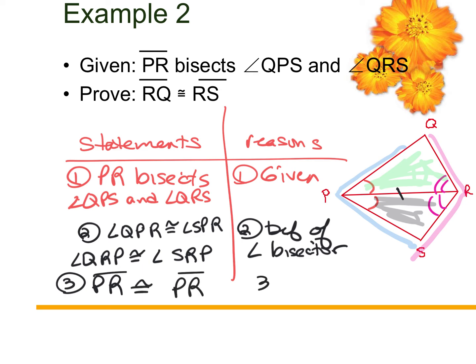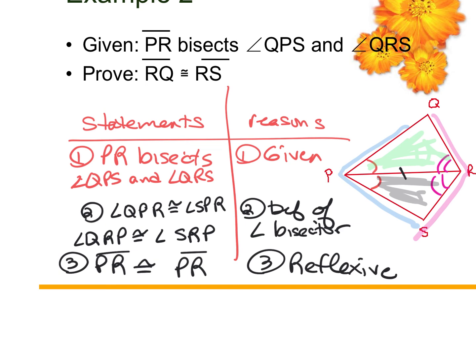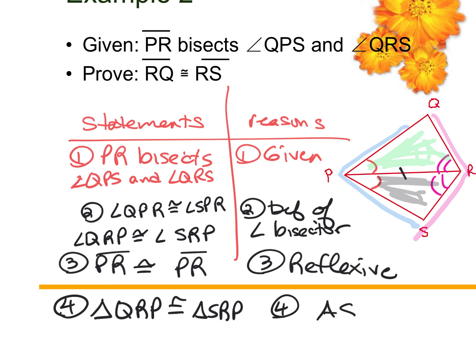And this is reflexive. Now, if you switched up statements 2 and 3, you could have said the reflexive before the angle bisector. It doesn't matter. Now I have enough information to prove my two triangles are congruent. So I can state that QRP is congruent to SRP. And that reason is angle side angle.